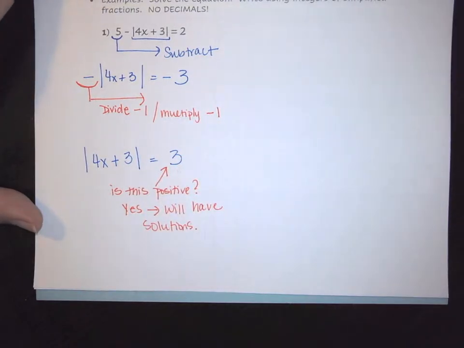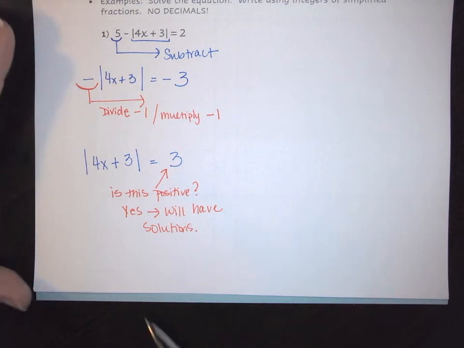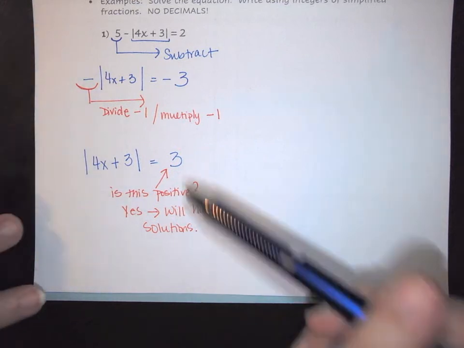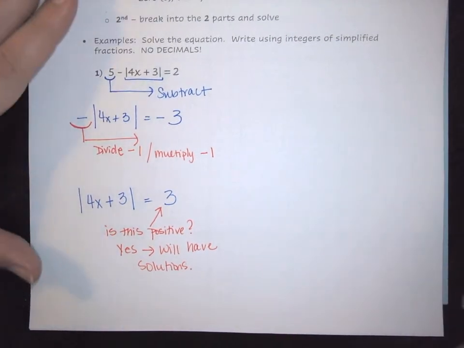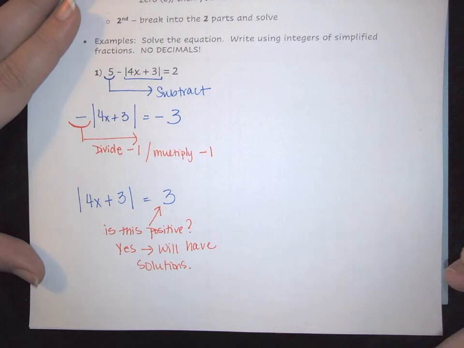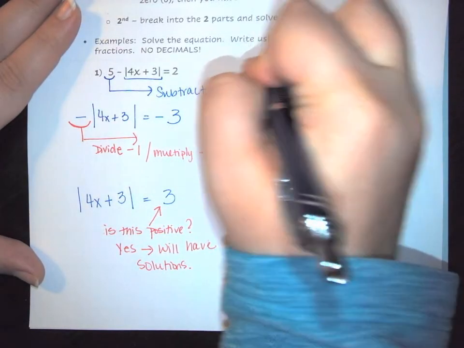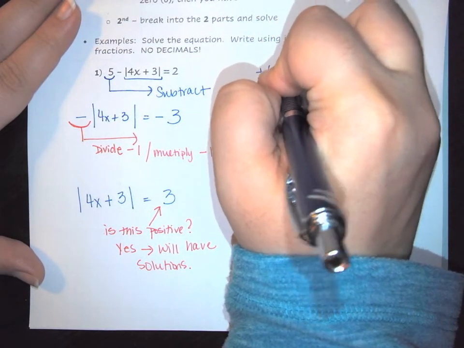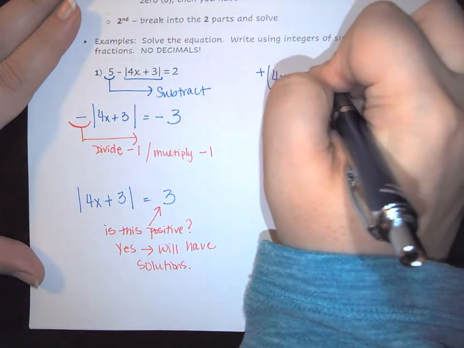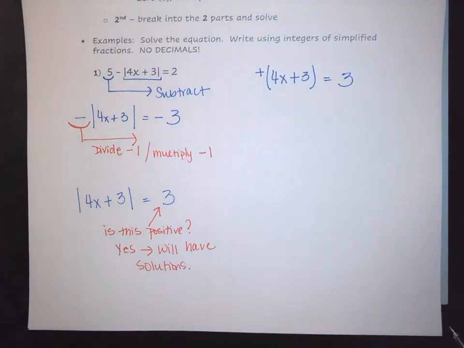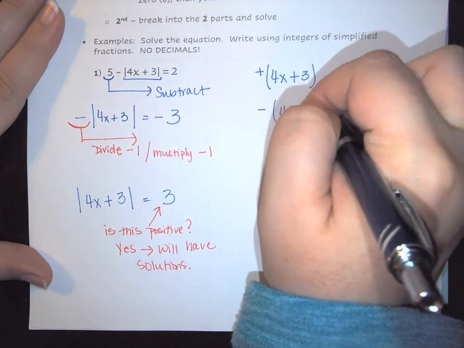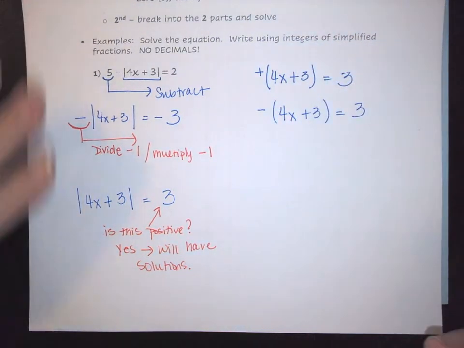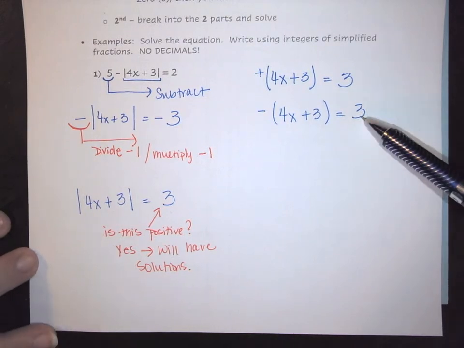So we have to keep going. Now, because we can keep going, this is where we have to break it into its two pieces. For your absolute value, you have two parts. First, you have the positive, so we're going to look at the positive of my 4x plus 3 equals 3, and we're going to look at the negative of the 4x plus 3 equals 3. And so we have to solve each of these for the x value.